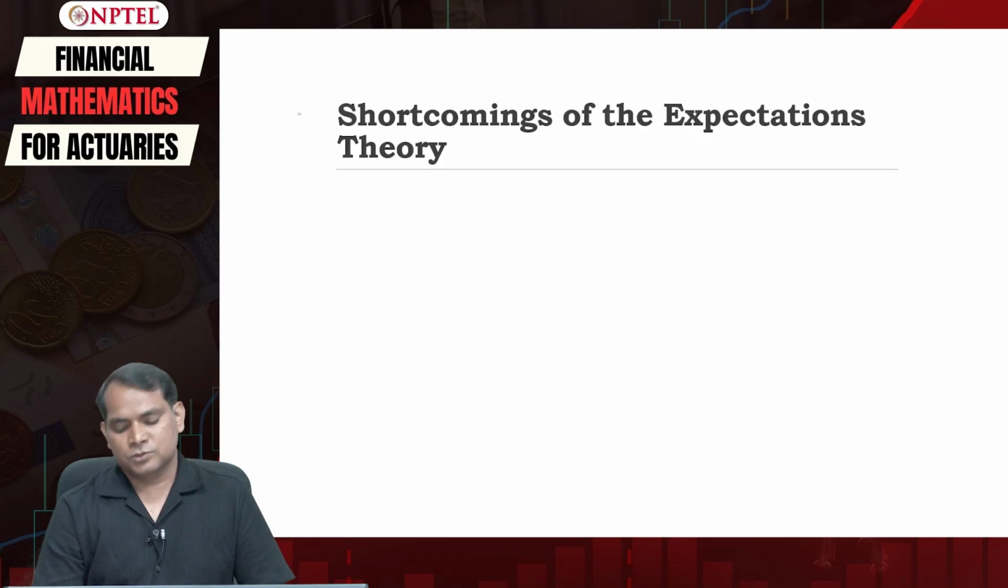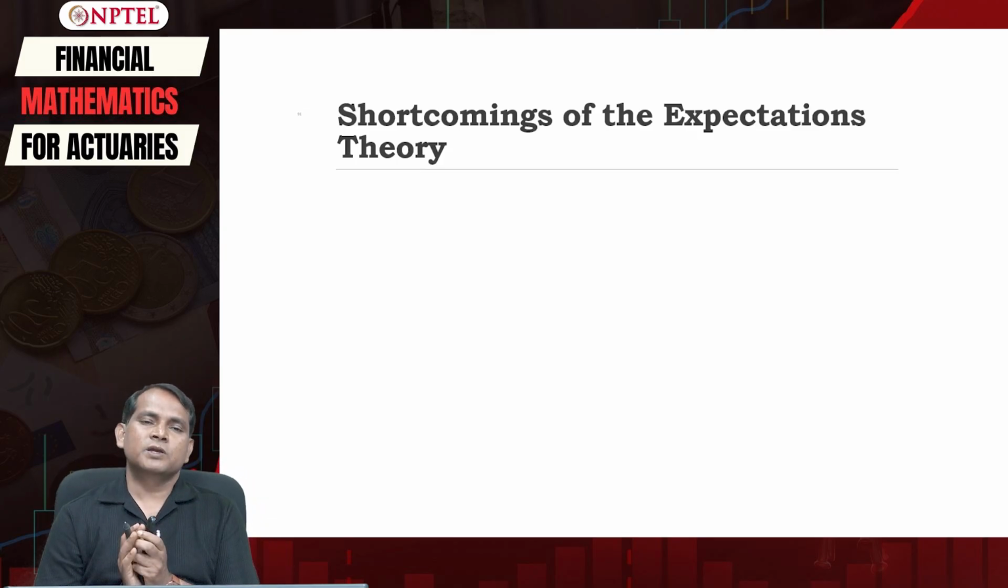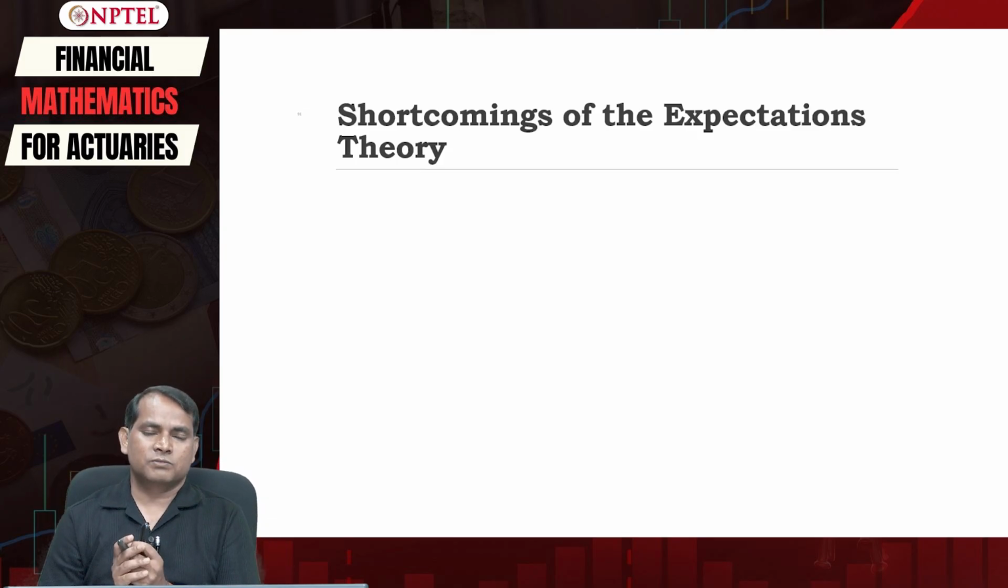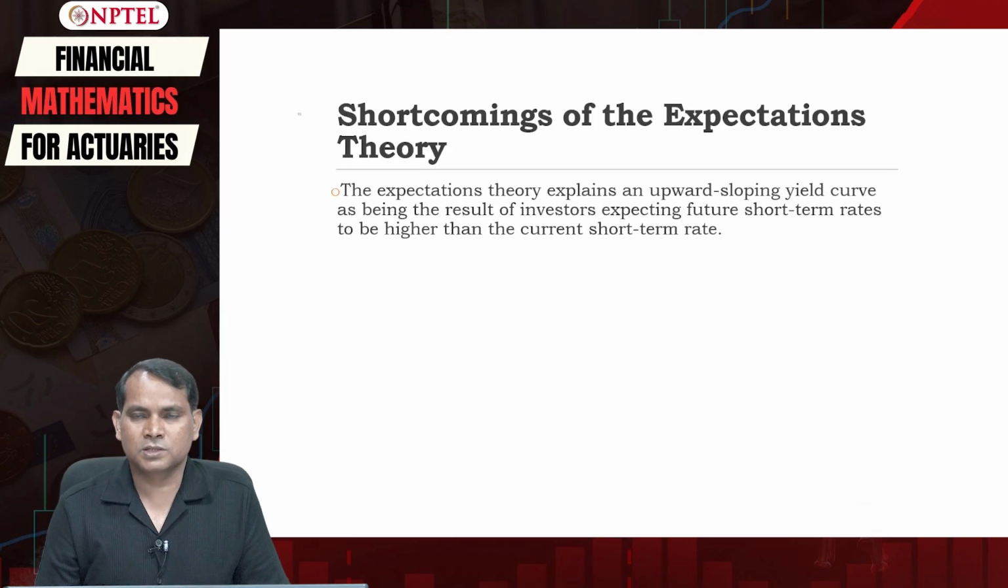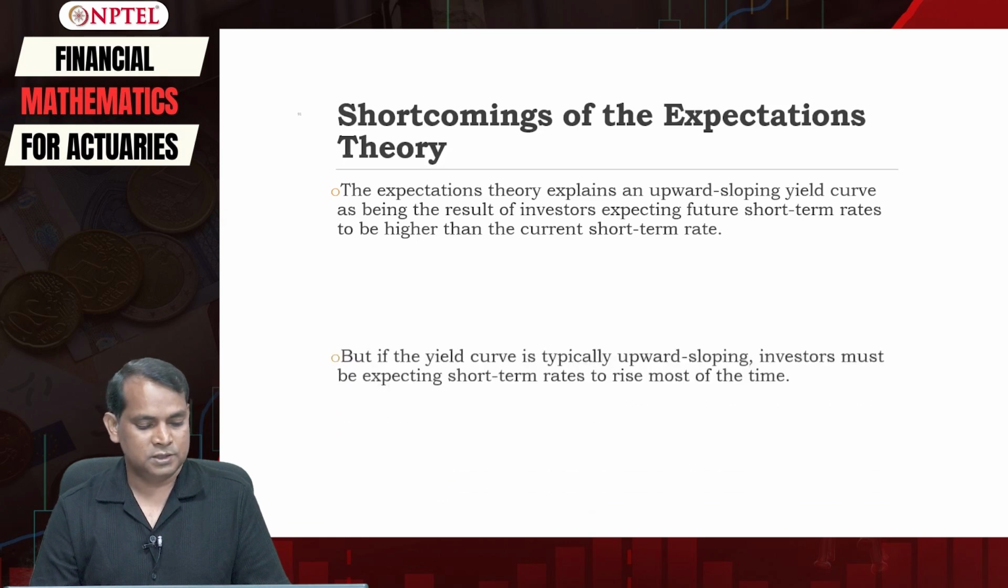So, while this theory successfully explained fact number 1 and fact number 2 in our case here, it could not explain fact number 3. So, what is the shortcoming of this expectation theory, or what is the criticism of this expectation theory? The expectation theory explains an upward sloping yield curve as being the result of investors' expectation of future short term rates being higher than the current short term rate.